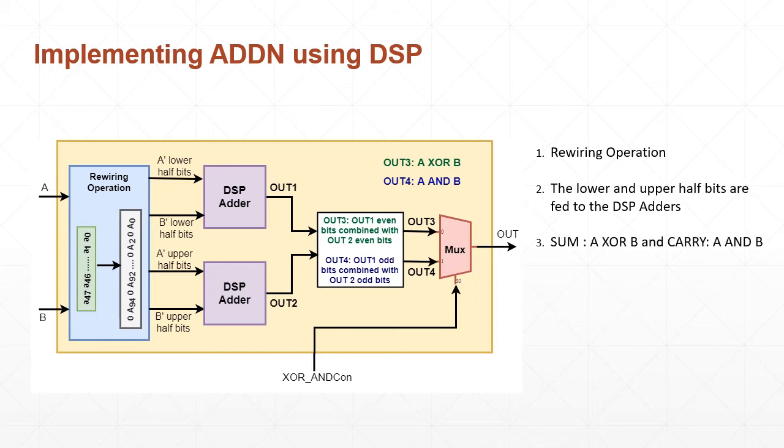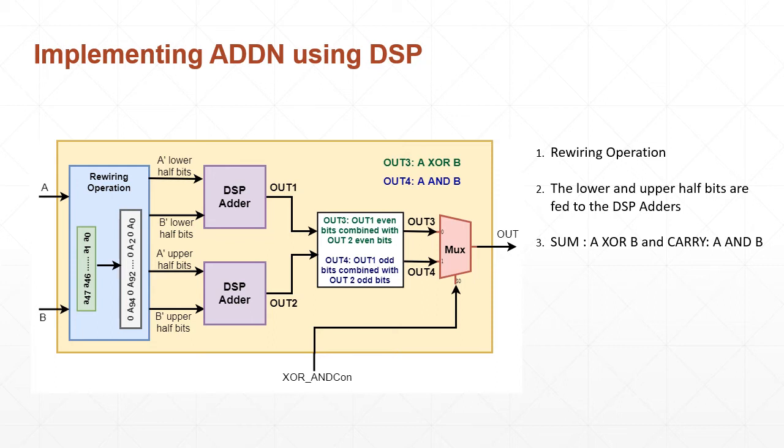Then we combine the even position bits of out1 with the even position bits of out2 and the odd position bits of out1 with the odd position bits of out2, which actually signifies the sum bit and the carry bit of the integer additions. So out3 is actually A XOR B and out4 is actually A AND B.